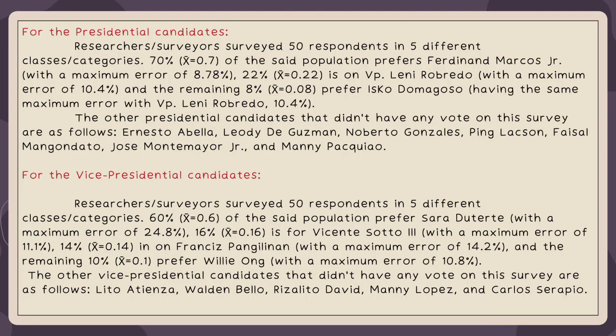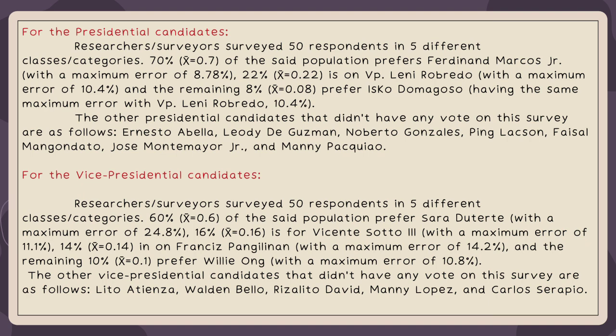For the presidential candidates, the researchers surveyed 50 respondents in 5 different classes. 70% of the said population prefer Ferdinand Marcos Jr., 22% is on Vice President Leni Robredo, and the remaining 8% prefer Isko Domagoso. The other presidential candidates that didn't have any vote on this survey are as follows: Ernesto Abella, Leo D. de Guzman, Roberto Gonzales, Ping Lacson, Faisal Mangondato, Jose Montemayor Jr., and Manny Pacquiao.